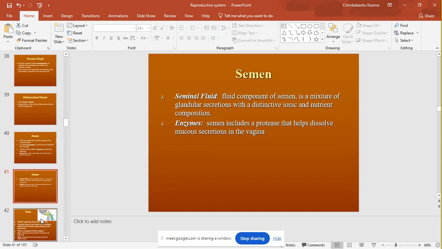So anyway, apart from the spermatozoa, semen is also made up of the seminal fluid, which we did say is a mixture of the various granular secretions with a distinct ionic and nutrient composition. In addition, there are also enzymes, which are basically proteases, and they help to dissolve the mucus secretion from the vagina.